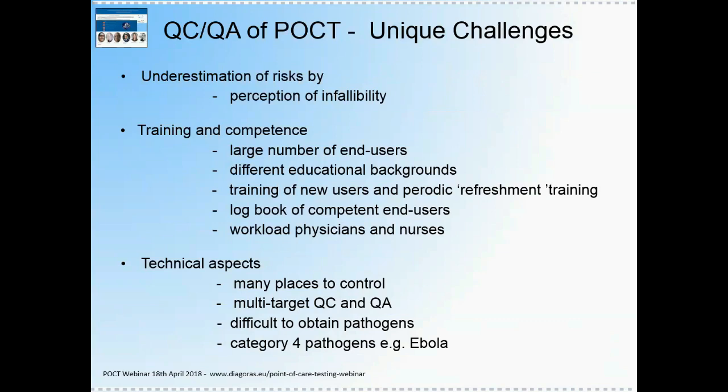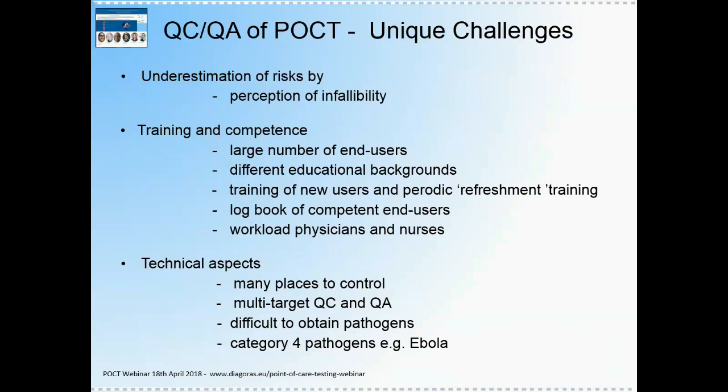So within an institute or within a group of family practices, there may be many places to control. There may be multi-target quality control and quality assurance specimens necessary. So more and more we are seeing not ID-POCT devices that detect a single pathogen or even 2 pathogens, but you're seeing devices that can detect 20 pathogens. So that means the complexity of your quality control and quality assurance scheme also increases.